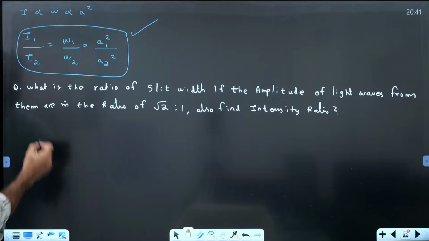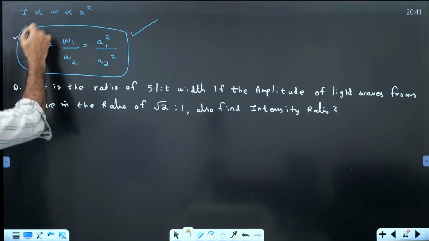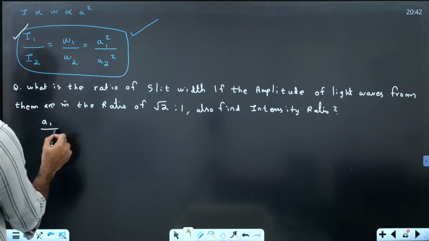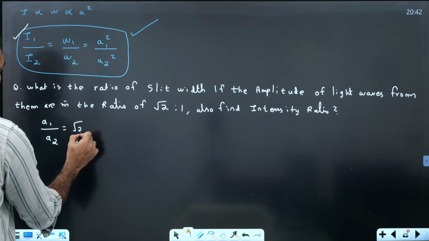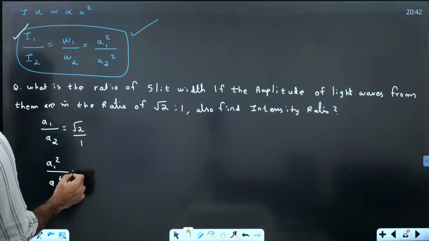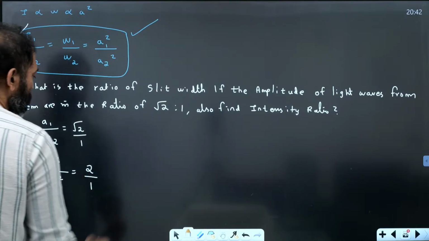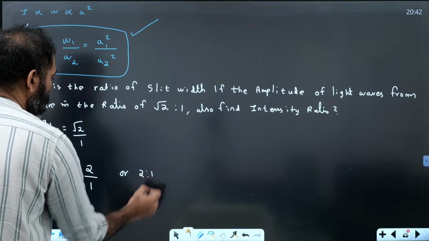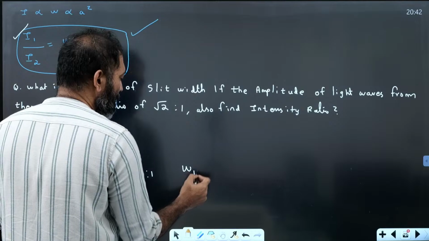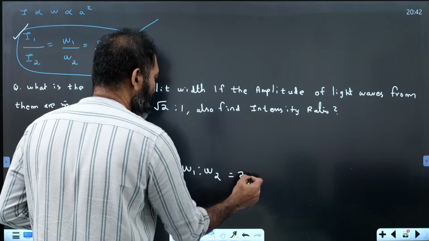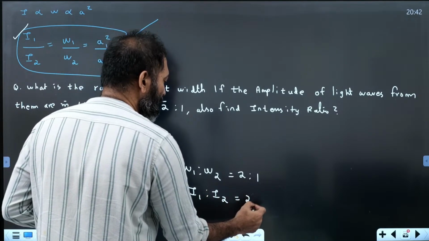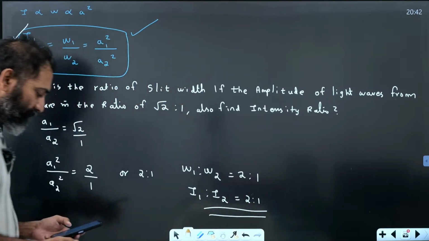So first of all, this is the formula we are supposed to use. It is given that amplitude ratios are given. So A1 by A2 is √2:1. But what is our requirement? A1 square by A2 square is 2/1 or 2:1. That is the square of the amplitude ratio, which means the width ratio W1:W2 will be the same ratio, 2:1. Which means the intensity ratio is also the same, I1:I2 is equal to 2:1. Any doubt?